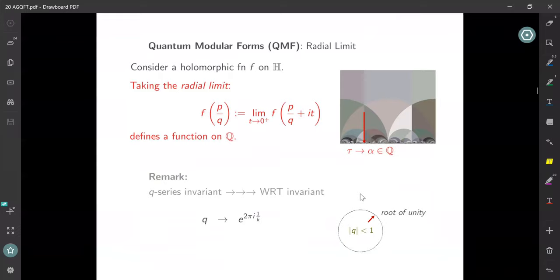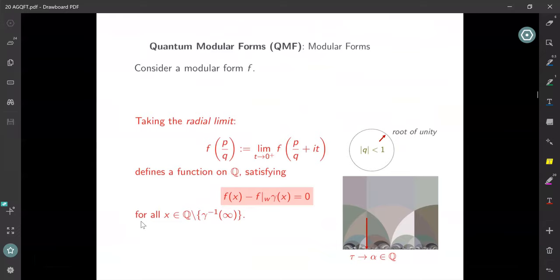And now, given a modular form, or given actually any holomorphic function living on the upper half plane, we can take the radial limit, namely you just approach a rational point from inside the upper half plane vertically, for instance. Then if you do this, it defines a function on the rationals. And this is exactly what I mentioned before, that gives us a relationship between the Q-series invariant and the WRT by taking this kind of radial limit.